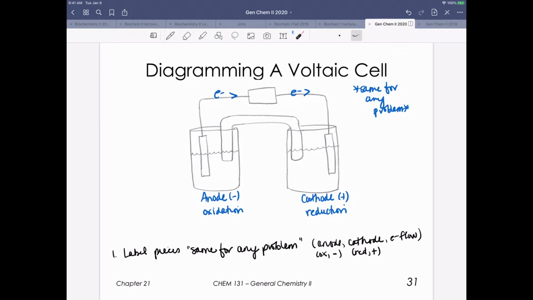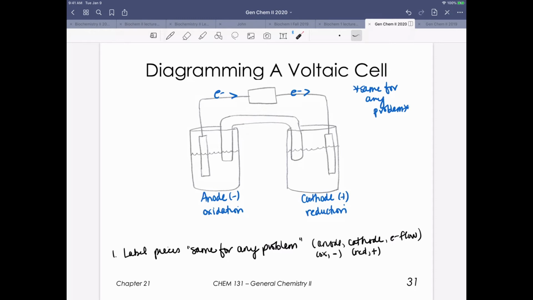All right. Anything that's going to be the same for any problem is what I've shown here in blue. We know that the anode is going to be on the left. That's where oxidation occurs. This electrode is going to be negatively charged. The cathode is going to be on the right. That's where reduction occurs. This electrode will be positively charged. Electrons always flow from right to left, and I didn't draw it on here, but we could always say that anions are going to flow to the anode. Cations will flow to the cathode through our salt bridge here.